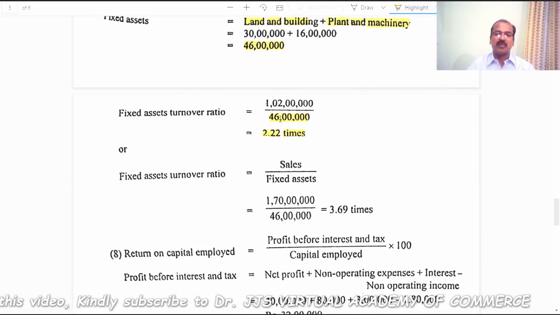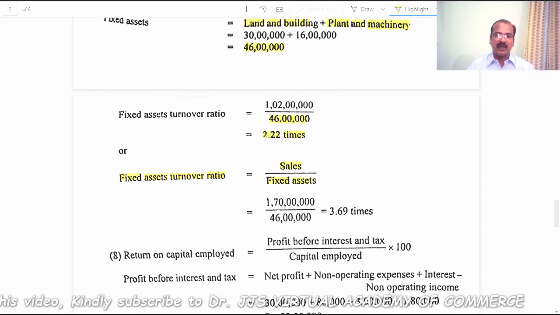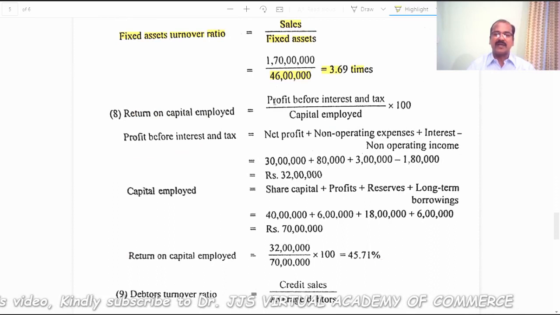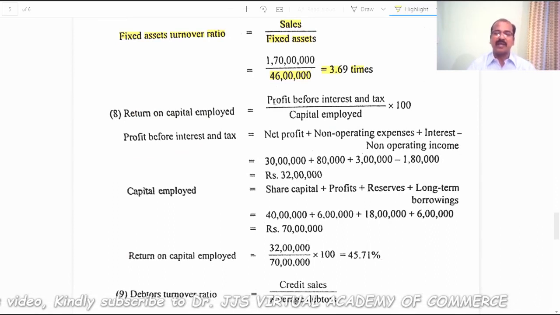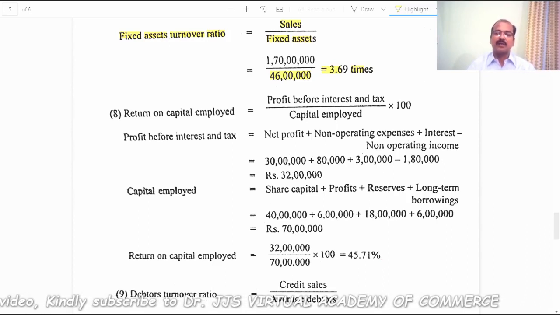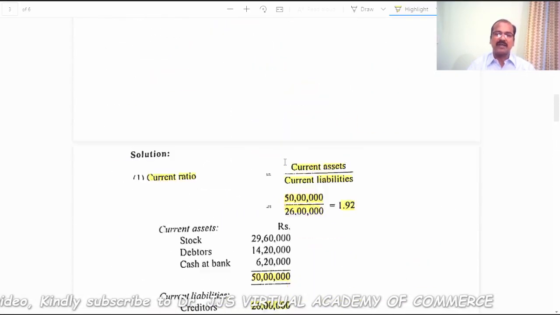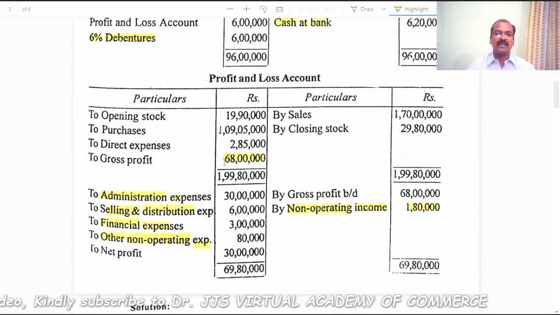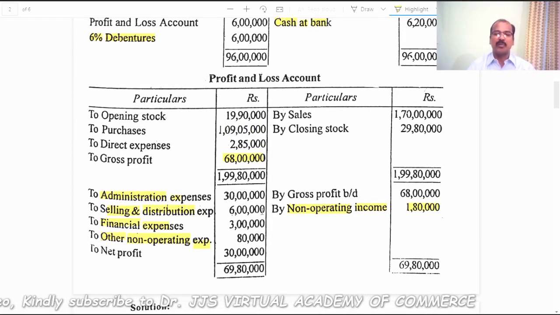You can make use of this formula for calculating fixed assets turnover ratio. This is really not required. Return on capital employed. The formula: profit before interest and tax divided by capital employed into 100. Or you can make use of operating profit divided by capital employed in the business into 100. Operating profit over here could be calculated as what? From gross profit, if you subtract the other operating expenses debited in the P&L account, we will come to know operating profit. It will give you the answer of 32 lakhs as a balance, which is nothing but operating profit.